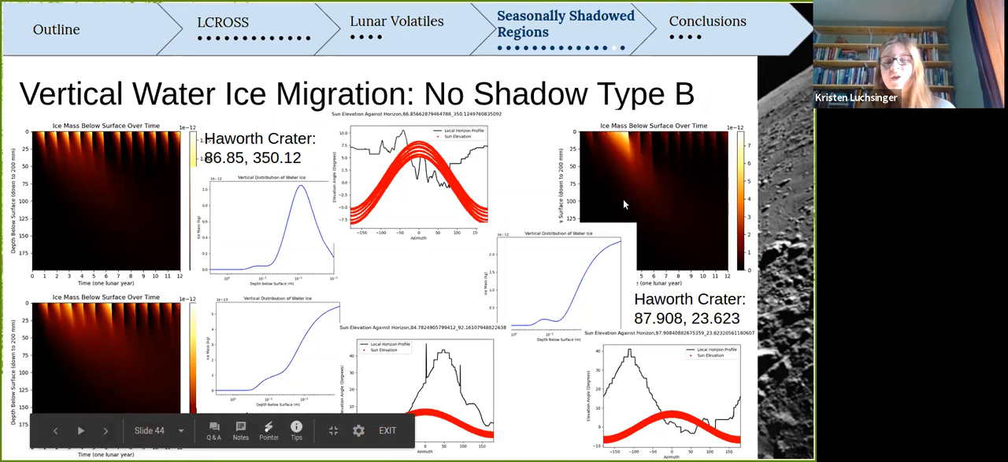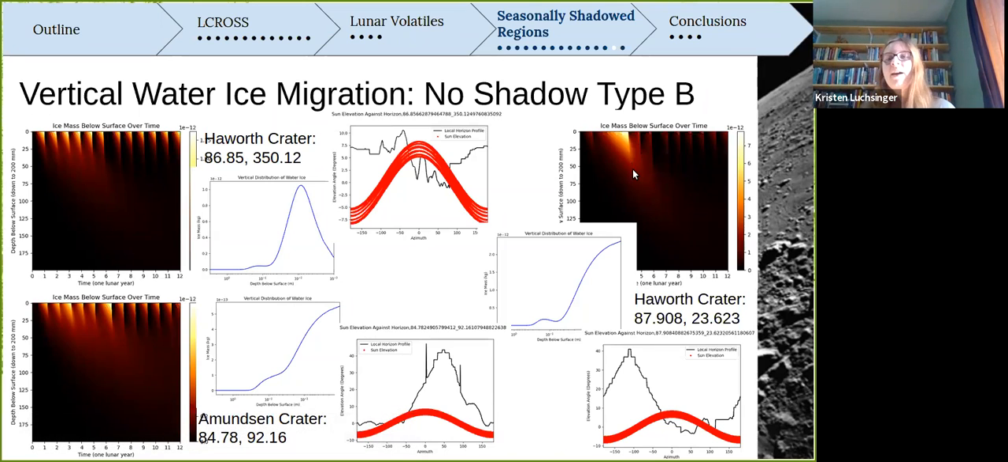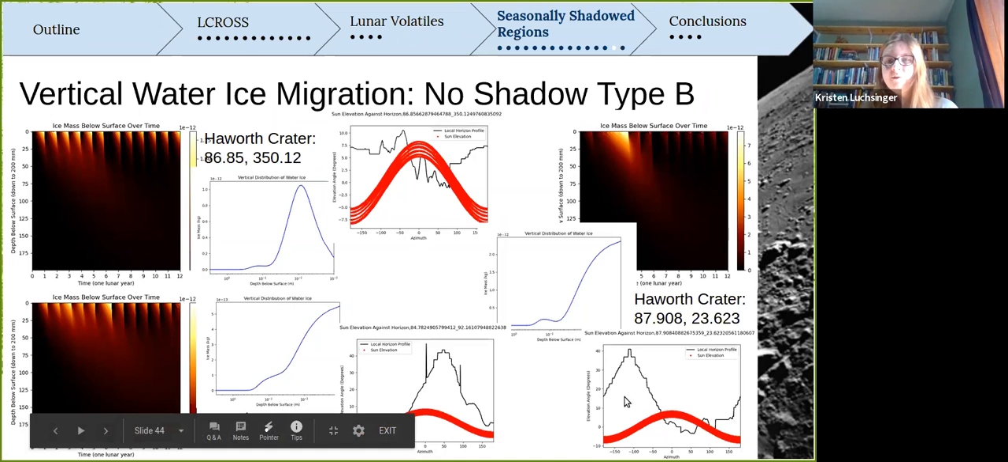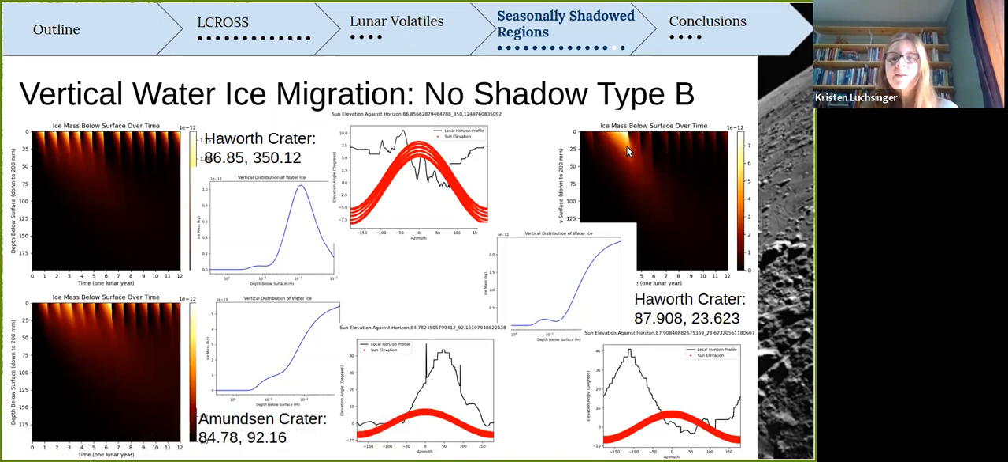This one I thought was really interesting. This is a Hayworth crater location, very high latitude, and it looks like a seasonally shadowed region, but the sun is actually rising every time, and you can see very faint gray shadows indicating sunrises here, and the sun just doesn't get high enough to heat it very much. So you have minimal water ice escape during the lunar winter, even though you actually have 12 sunrises in this location.